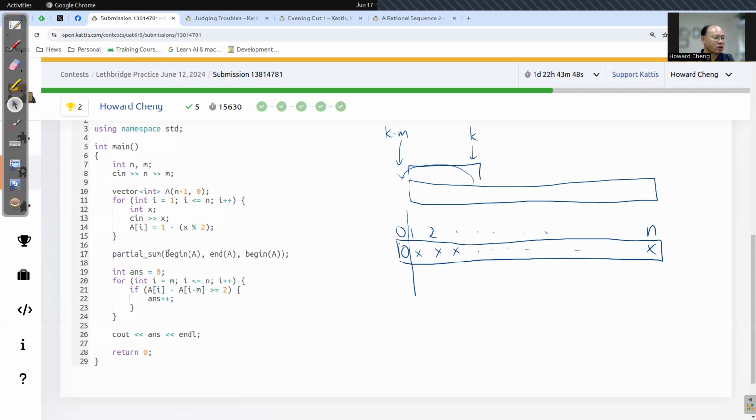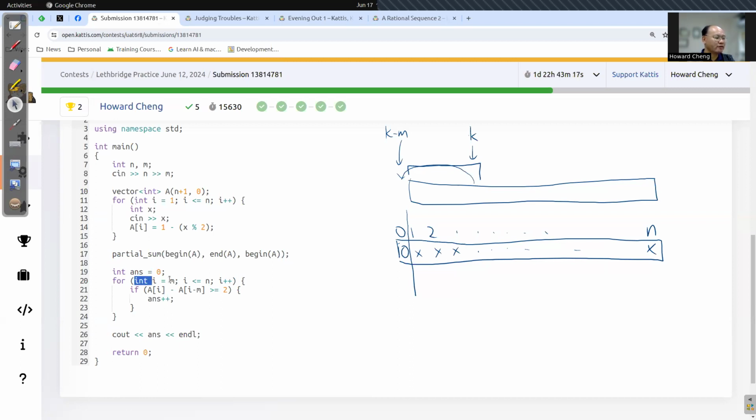Then this next line turns the array into the partial sum. The first 2 arguments say what the input array is, and the third argument says where the beginning of the array you want to write back to is. In this case, I'm just overwriting my original array. If you want a separate array, a vector, you can allocate a separate array of n plus 1 things and use that instead. Okay, anyway, now that I've computed the partial sum in A, then I just count.